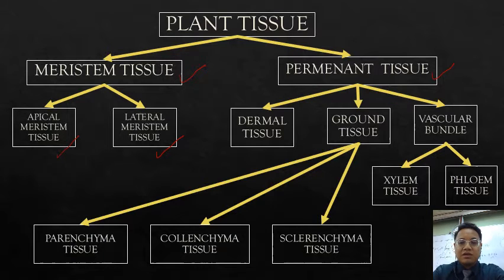Whereas permanent tissue can be further divided into three types. The first one is dermal tissue, the second one is ground tissue, and the third one is vascular bundle. The ground tissue can be divided into three types: parenchyma tissue, collenchyma tissue, and sclerenchyma tissue. While vascular bundle can be further divided into xylem tissue and phloem tissue. So you must remember the names of the tissues and which tissue they are classified into, so that you will not get confused. Make yourself a good tree map like this. It helps you to understand better.